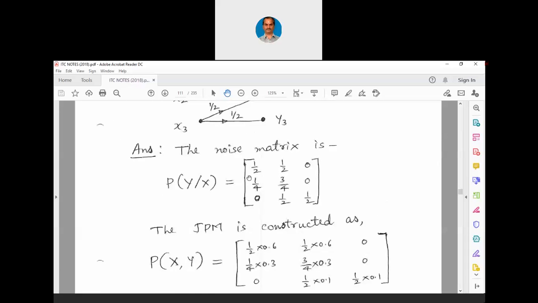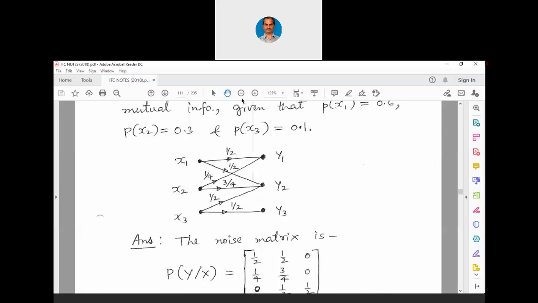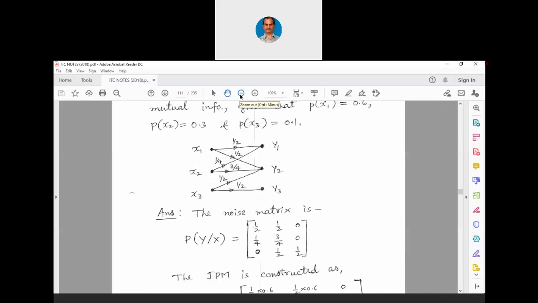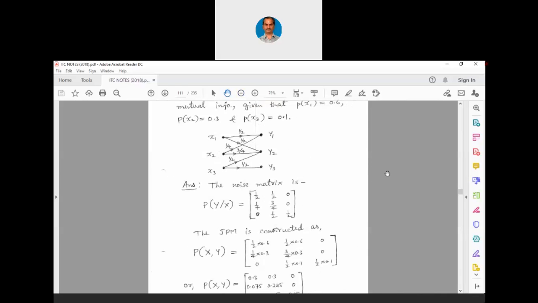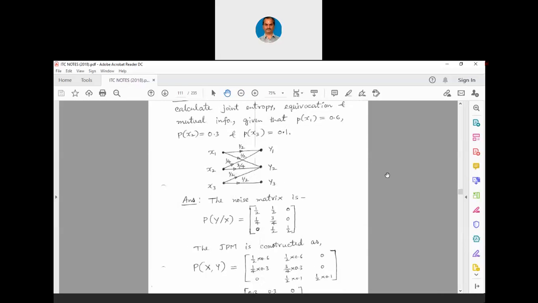JPM is nothing but half into 0.6, half into 0.6, 0, because the first row is for x1. Let me zoom in. You can see now, right? See, P of x1 is 0.6. First row is corresponding to 0.6 and we have half, half, 0. So, half into 0.6, half into 0.6, 0.